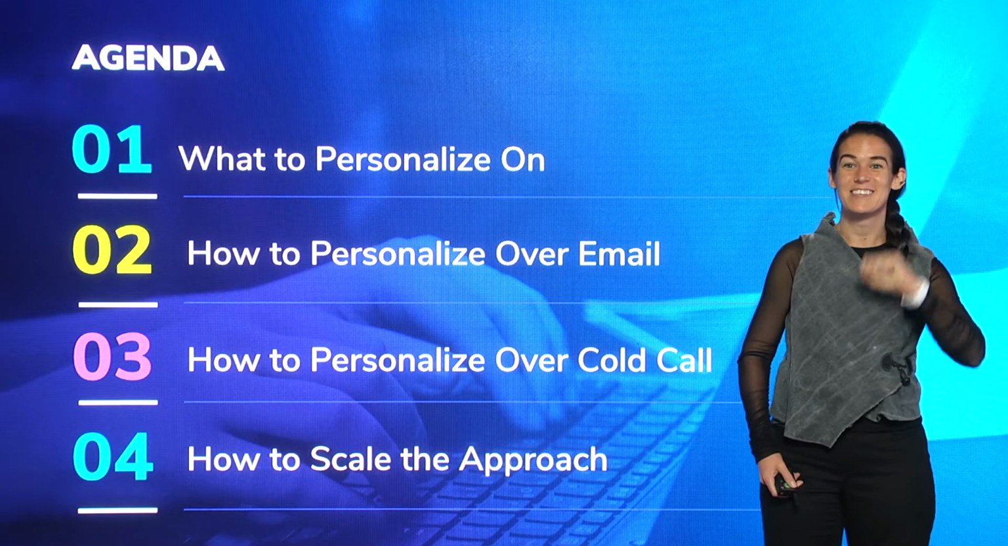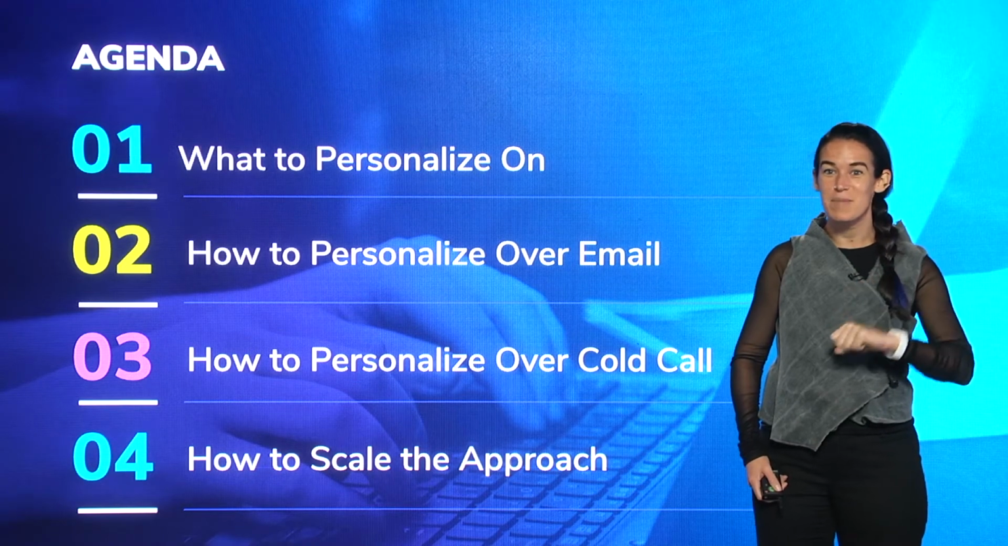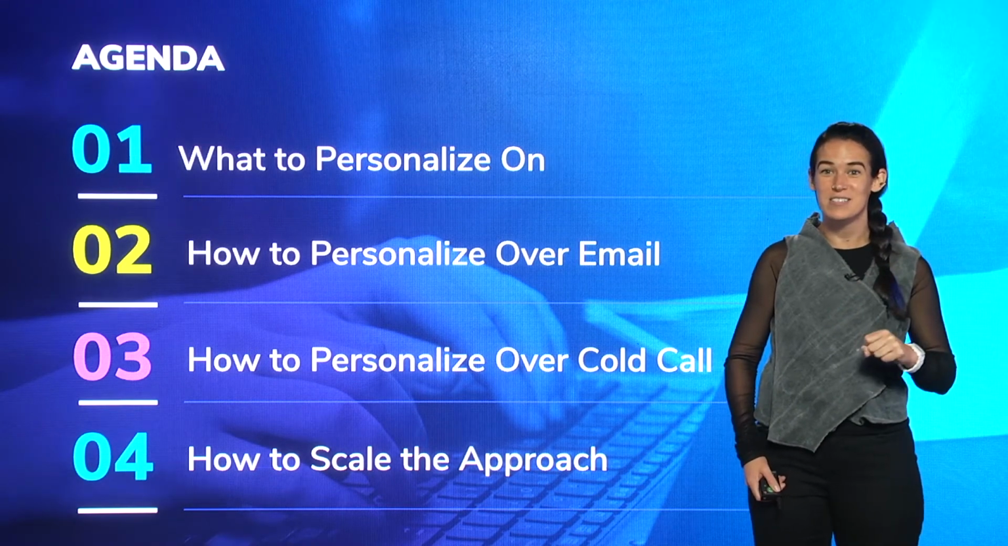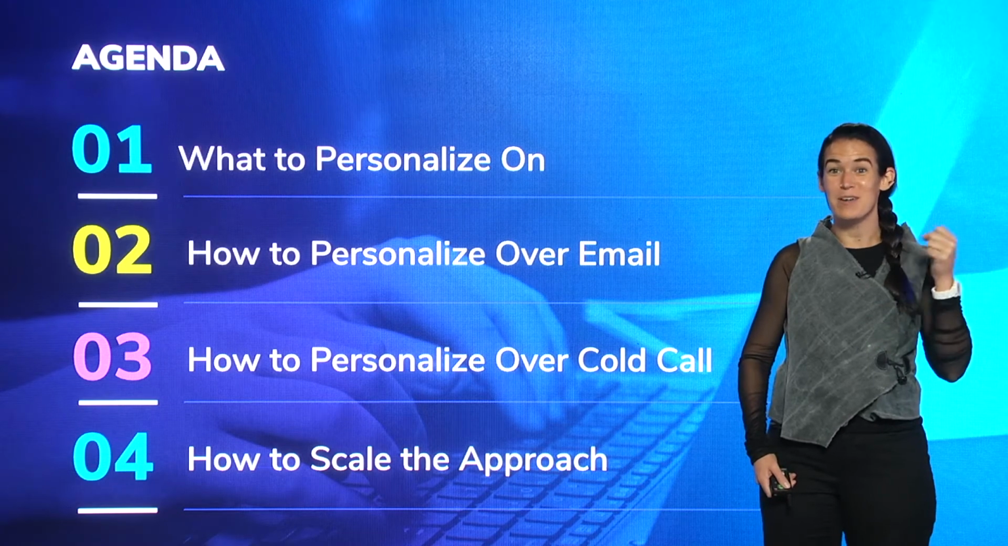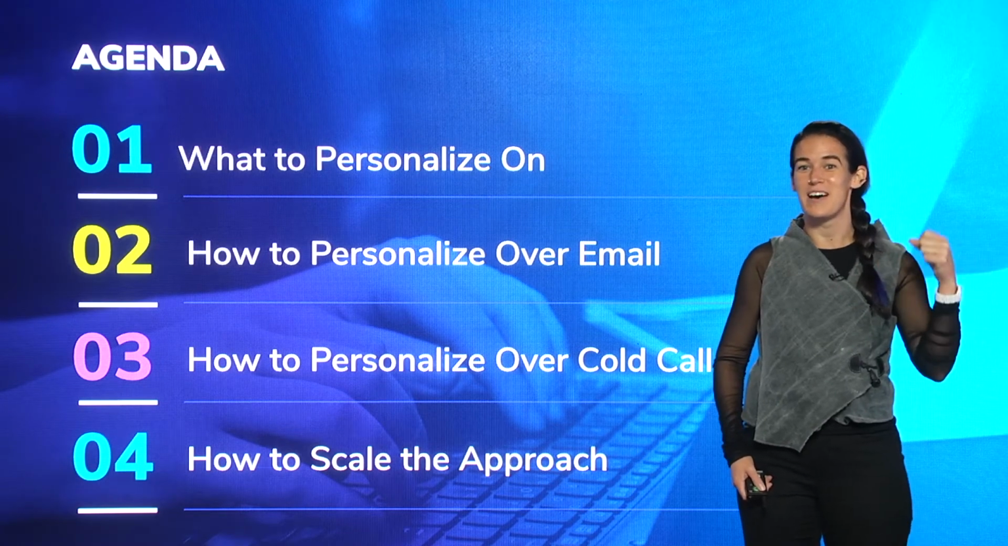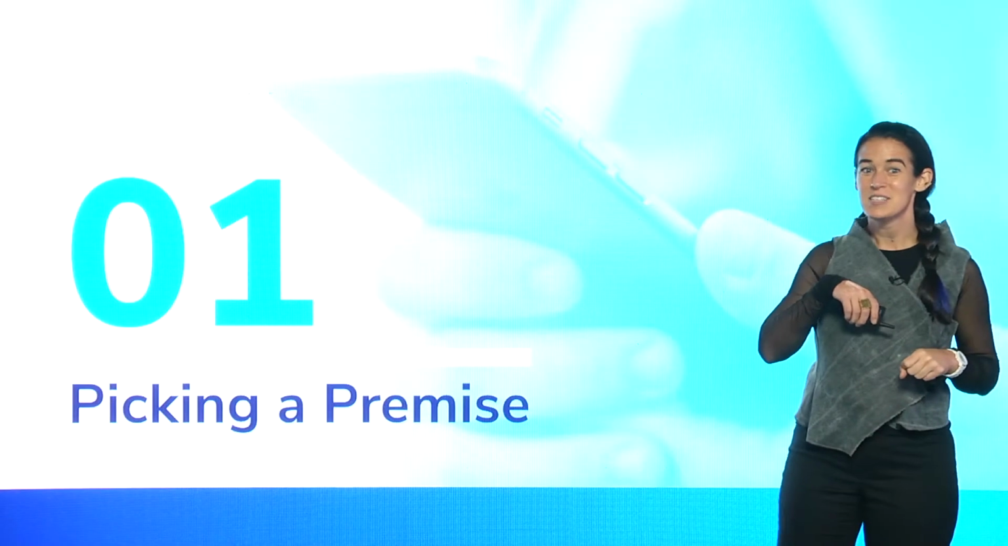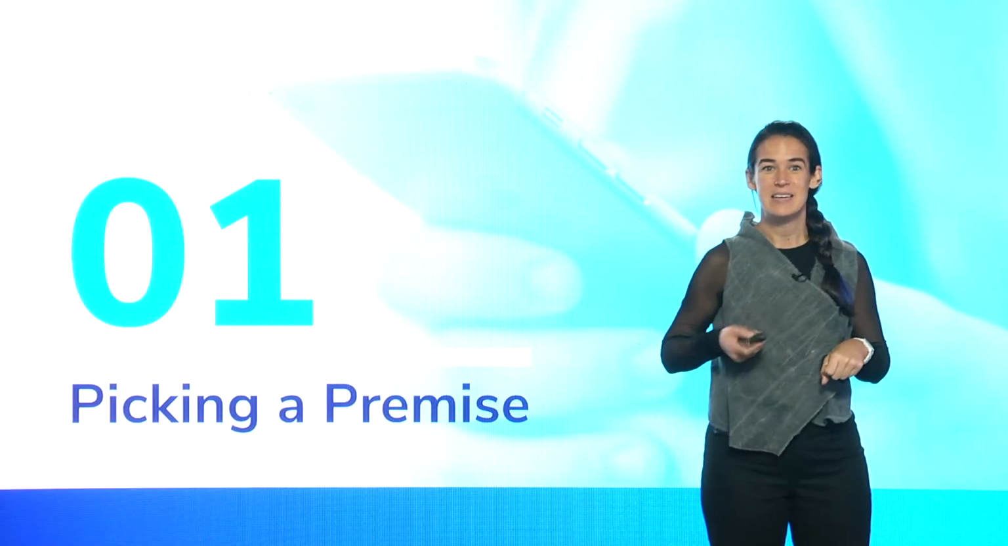How do I scale this? How do I make sure that my reps are getting out enough emails? How do I make sure they're getting out enough calls? And how do I make sure that they're not hiding behind research, but we're still getting the juice from the squeeze from the orange? So let's start out with picking a premise.